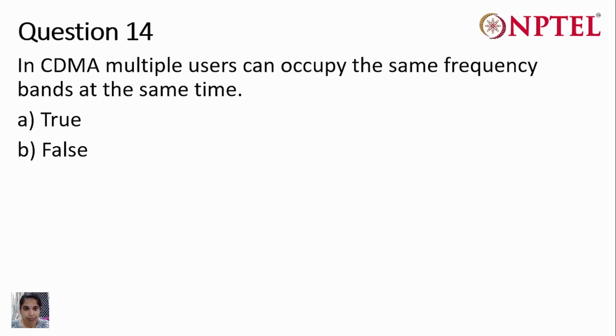In CDMA, multiple users can occupy the same frequency bands at the same time. True or false? Yes, it is true. The users will be differentiated based on the codes. So that is CDMA.